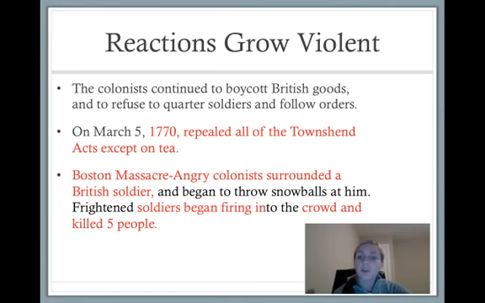And in Boston, where they had a major port to send in this tea, they had what's called the Boston Massacre. Angry colonists surrounded a British soldier and they began to throw snowballs at them. And the frightened soldiers began firing into the crowd, just kind of blindly firing, and killed 5 people. It's still debated who initiated this argument and who's at fault for it, but the colonists felt like this is a time where things were growing violent and we don't know what's going to happen next. It was kind of that first hint that there might be a war that's going to begin.